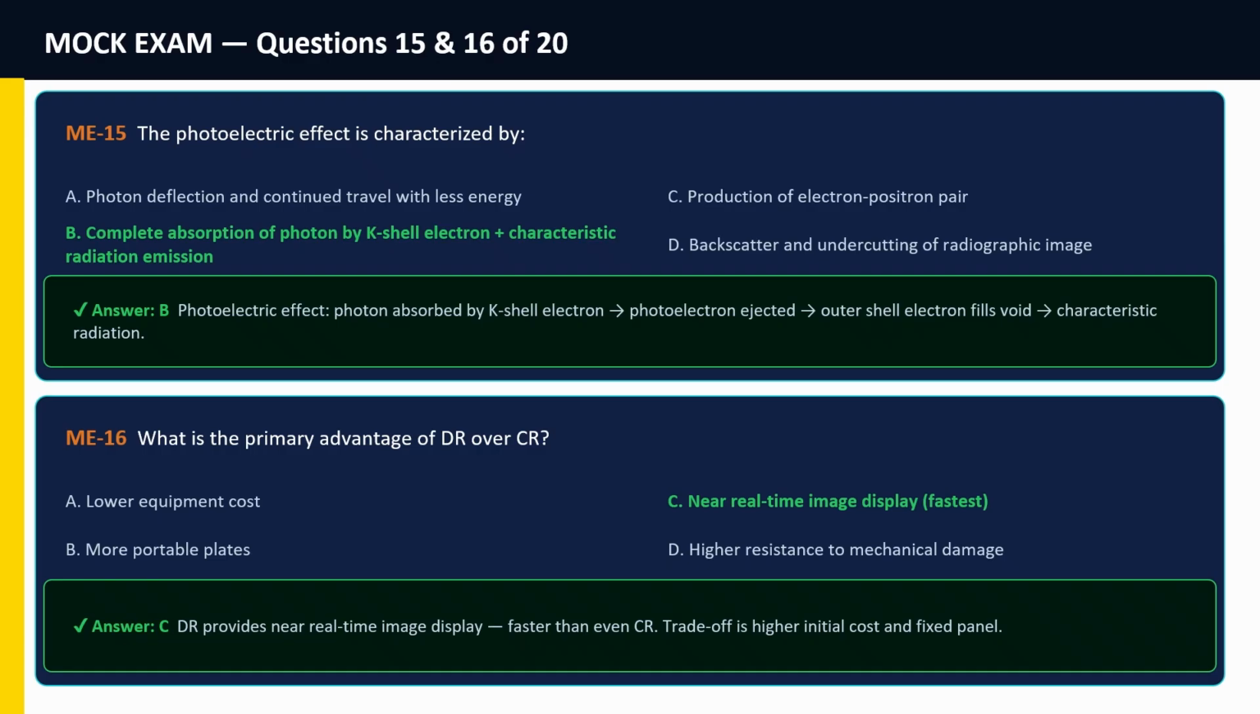But remember the engineering trade-off. Higher speed does not automatically mean better inspection. A DR system still requires correct exposure, appropriate detector positioning, image quality control, calibration, and competent interpretation. The technology changes the acquisition process, but it does not eliminate the fundamental principles of radiography. You still need adequate radiation transmission, appropriate contrast, geometric control, scatter control, and sufficient image quality. Technology changes the workflow, not the underlying physics.